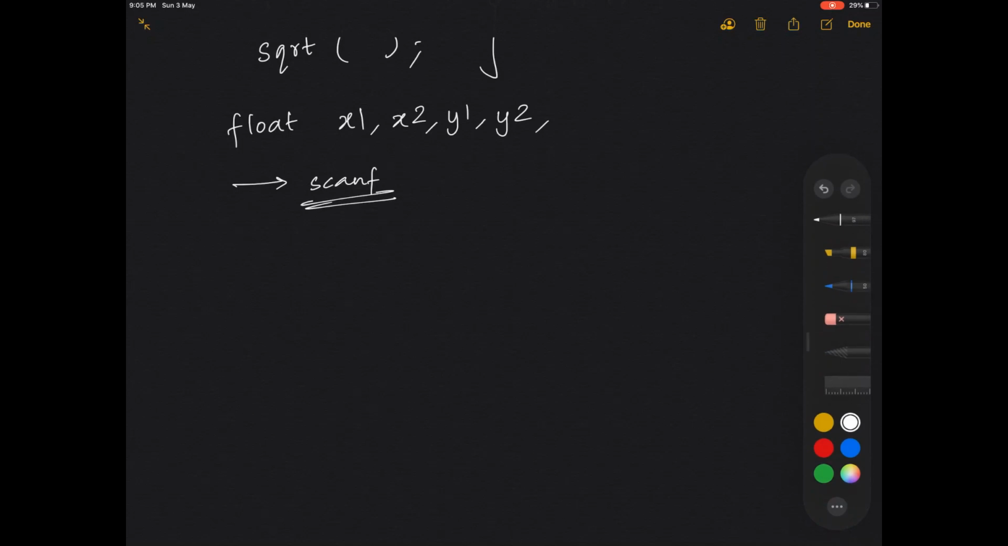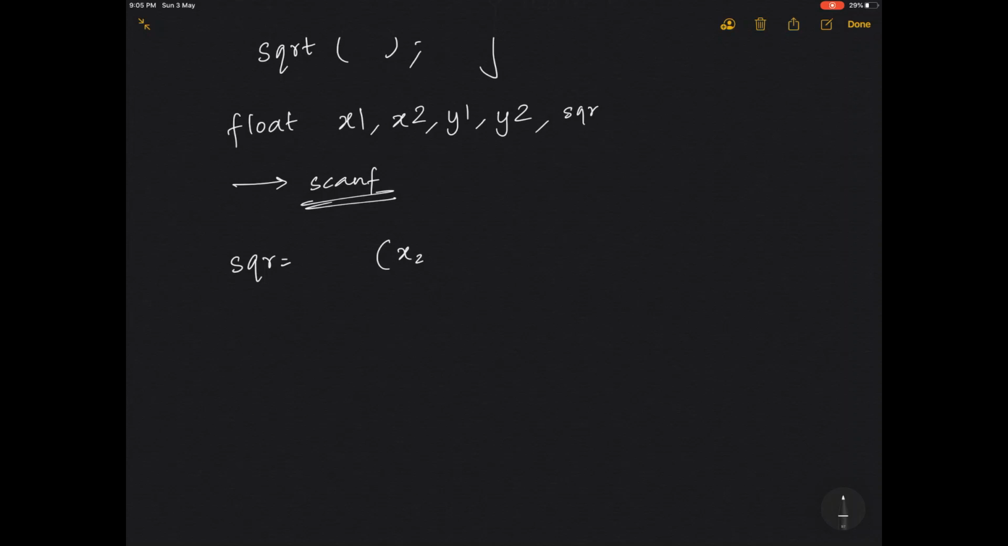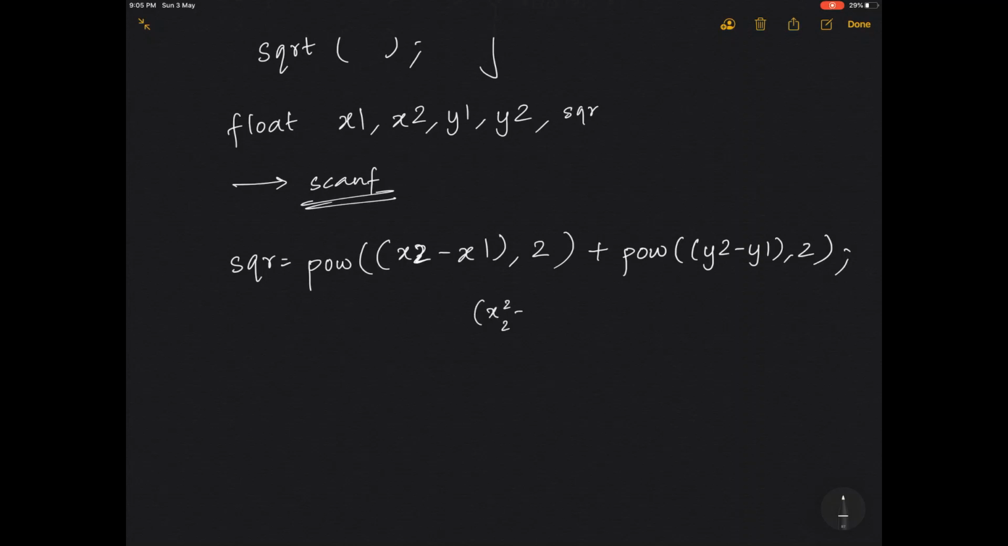So let's say I want to find the squares. So I'll write SQR. The square is actually x2 minus x1 square. So write x2 a little big because we don't have subscripts here. x2 minus x1 the square. So this comes in your POW function plus POW function of y2 minus y1 raised to 2. So this does the job of x2 minus x1 the whole square plus y2 minus y1 the whole square. This is being achieved by this equation. Now, distance will obviously be the square root of this variable, which is SQR.